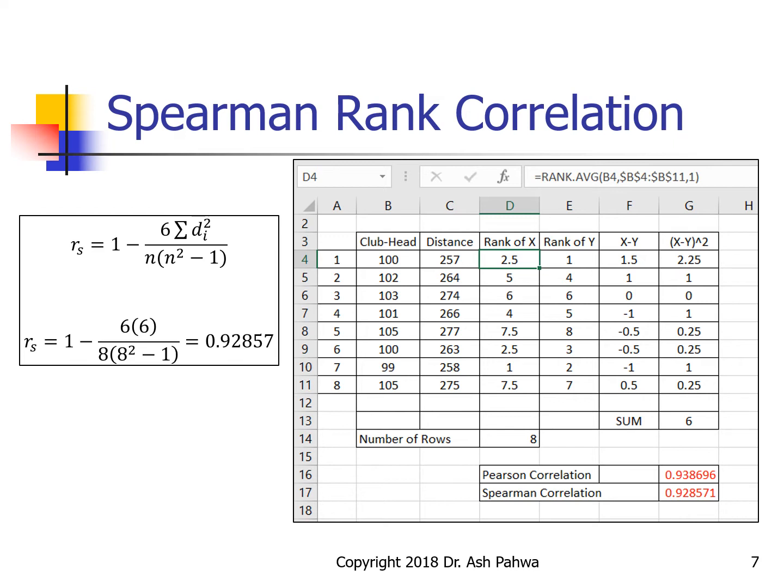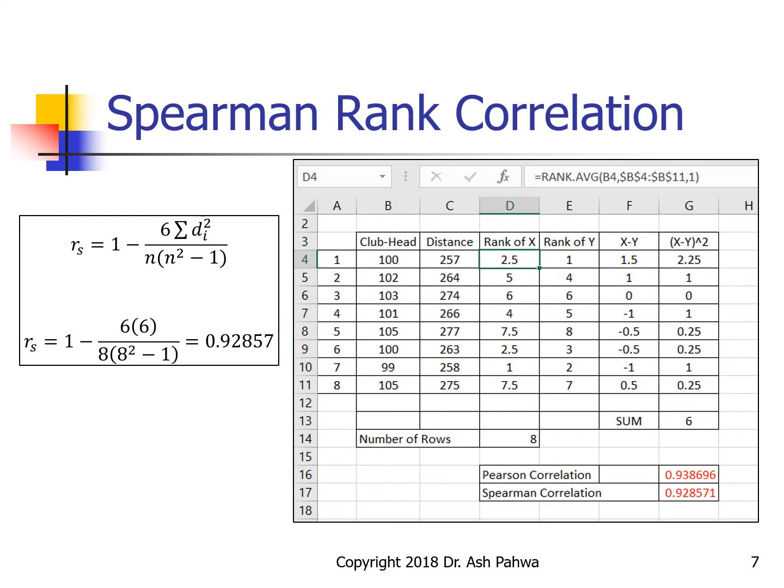Then we take the difference of these ranks. So 2.5 minus 1 is 1.5. Now let us take the next number, which is 5 minus 4. That is 1, and so on. So we compute basically x minus y. Then we take the square of these differences. So 1.5 becomes 2.25, 1 becomes 1, minus 1 becomes 1, minus 0.5 becomes 0.25, and so on. Then we add up all these squares of the differences. If you add these numbers up, they come out to be 6.